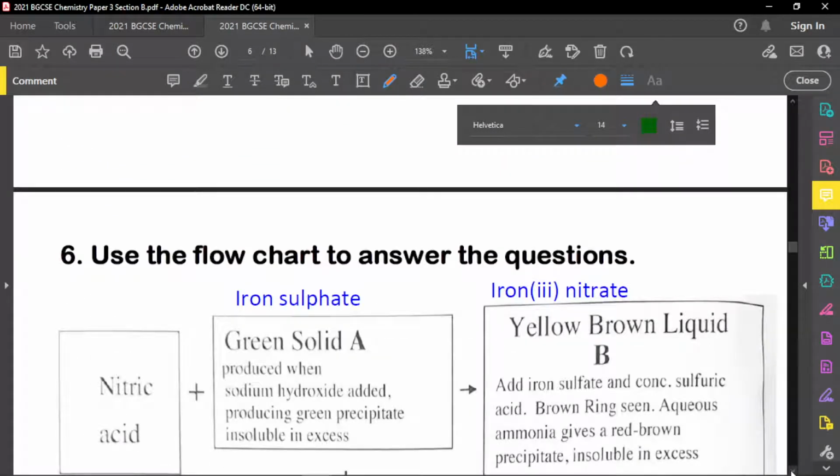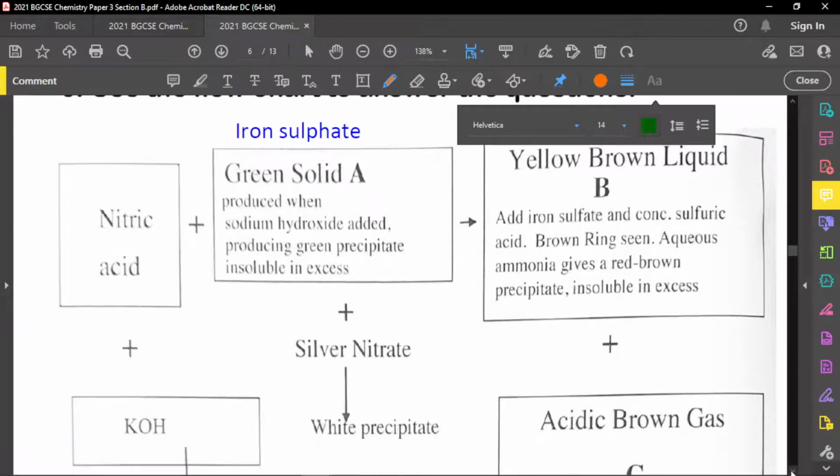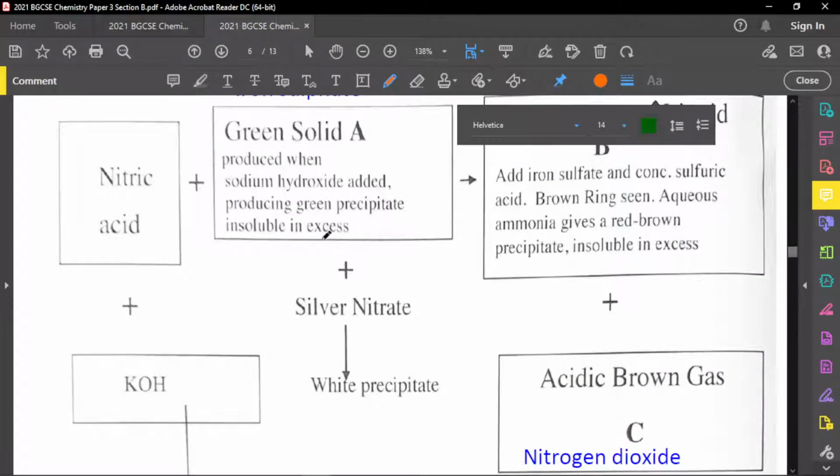All right, so this one now, question number 6, we're almost at the end. It says use a flow chart to answer the questions. This is a chart which is a qualitative analysis type of thing. I'm just going to run through it real quick. Here we have nitric acid reacting with potassium hydroxide, and I'm going this side because it's kind of easier for the most part.